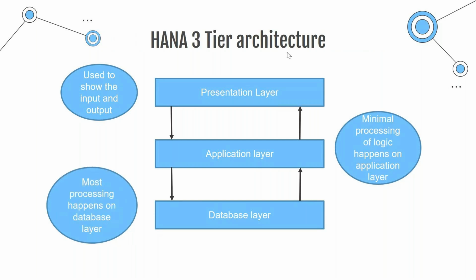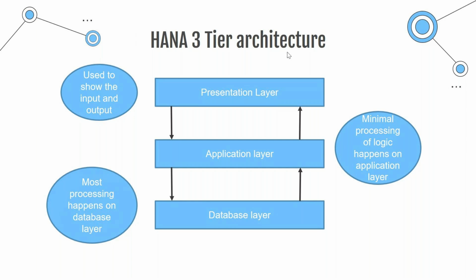Now getting into HANA. See, the tier 3 architecture remains the same in HANA system also. Presentation layer, application layer, database layer. These three will remain the same. But the primary difference comes in the processing. Presentation layer, there is no change. It is still used to give the input and see the output. Whereas you can put more load on database in HANA systems.